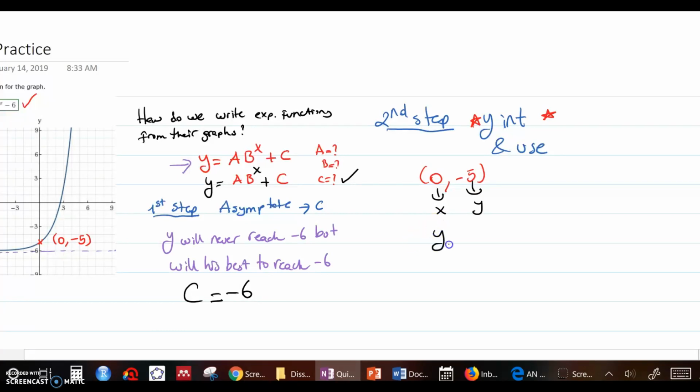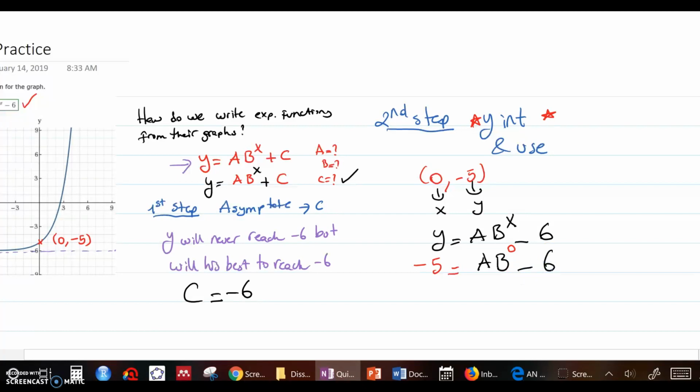So remember, y is equal to a times b to the power x, plus c. Now I know c, I can put -6 there. We just figured it out. Now I'm going to use this 0 and -5 by plugging -5 for y, writing down a, writing down b, which I don't know. X will be 0. And I already knew -6.